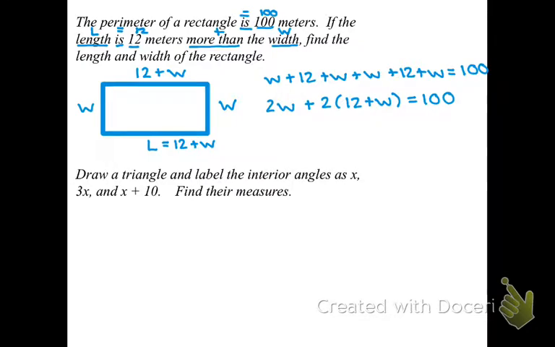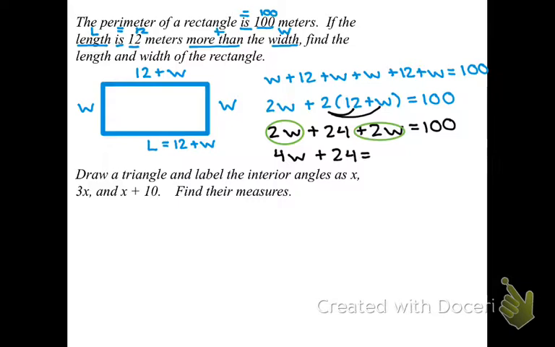Let's distribute that 2, and we get 2W plus 24 plus 2W equals 100. That 2W plus 2W we can combine to 4W plus 24 equals 100. All my W's are already on the left-hand side, so let's subtract 24. We get 4W equals 76. Then we need to divide by 4. 76 divided by 4 gives me a width of 19.